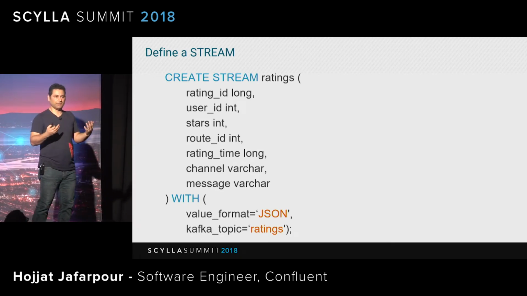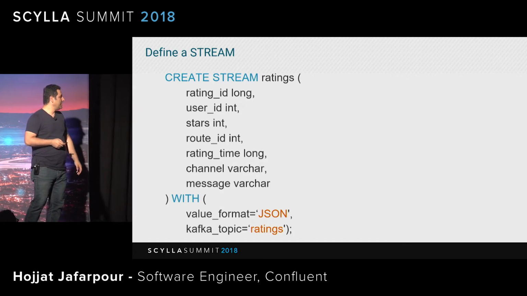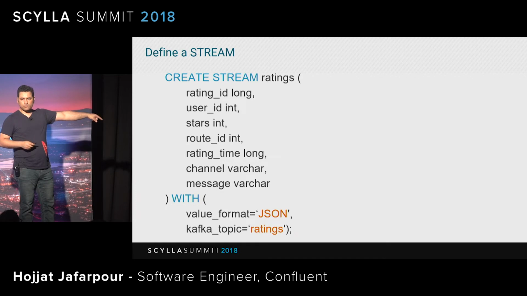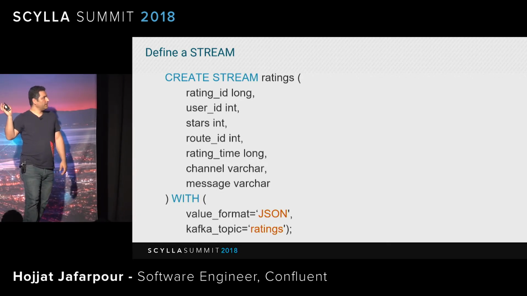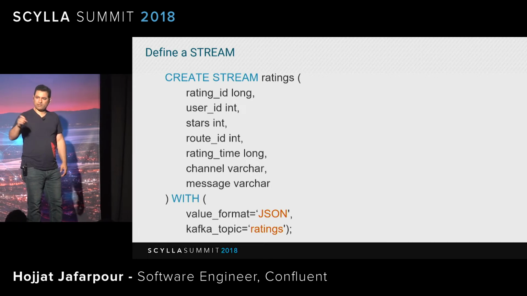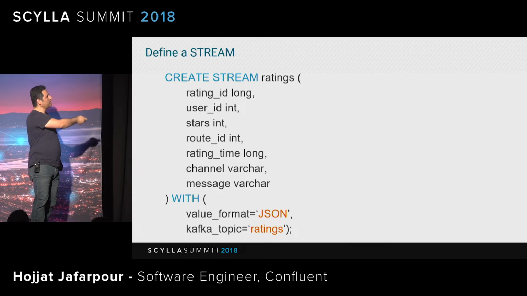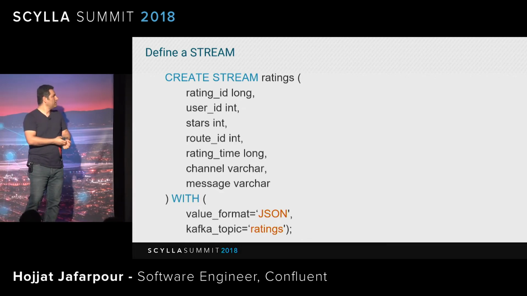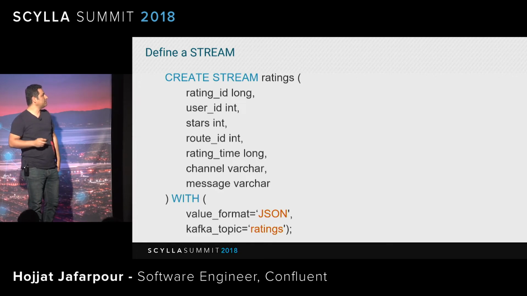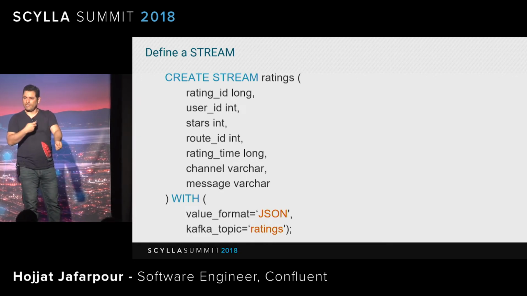for our rating topic. Let's say we have a rating topic that is in JSON format, and the topic name in Kafka is ratings. So we have a topic in Kafka called ratings, and the rating information is being ingested into this topic. We define the schema similar to any DDL statement in any database, with the columns that we have, with the types that we have. Now that we have this stream, we will be able to start querying it.